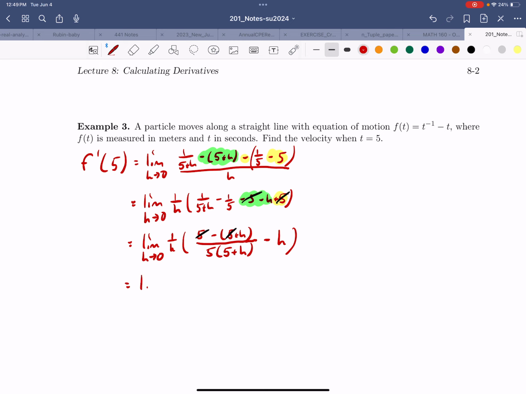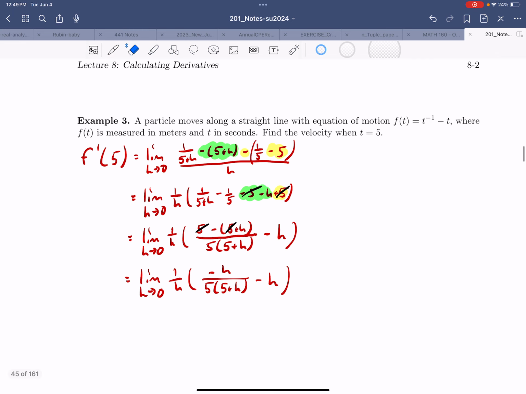This is going to wind up equaling the limit as h approaches 0 of 1 over h times negative h all over 5 times 5 plus h minus h. Okay? Now, here, you can think of this as minus h over 1. Why is that important? Well, because you can cancel both of these with the h down there, right? You cancel it with this guy and with that guy.